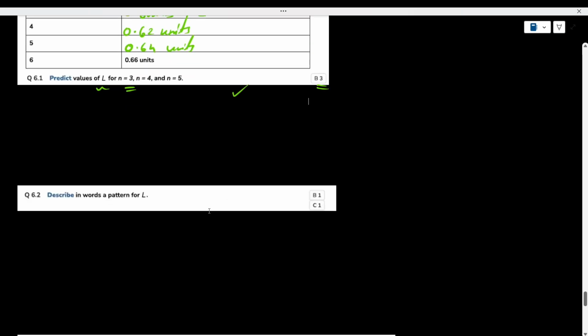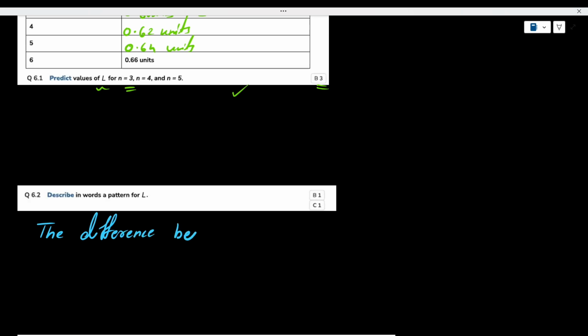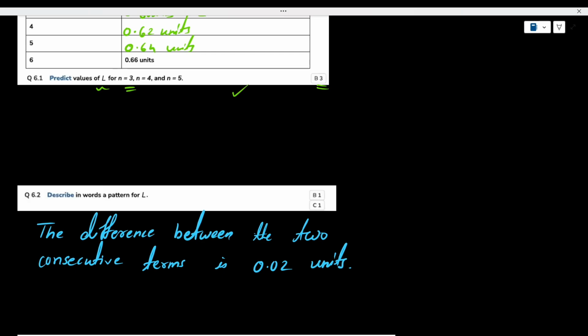It's knowing and understanding. Then after that, describe the pattern of L. In words, you need to write down properly: the difference between any two consecutive terms is 0.02 units. Okay, and then full stop. Yeah, this question is done. Your second part is done.